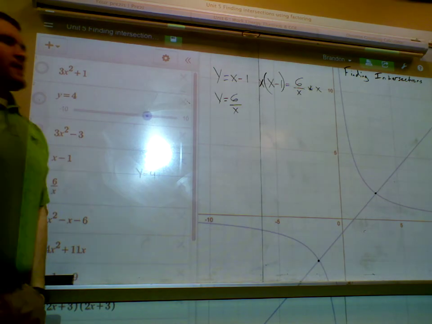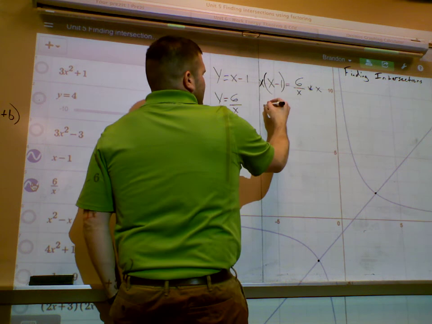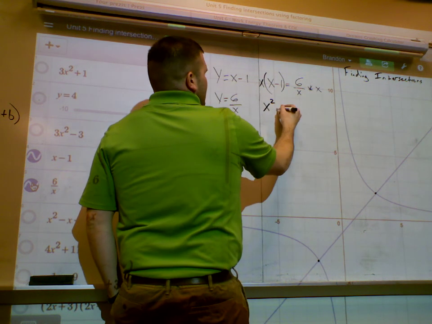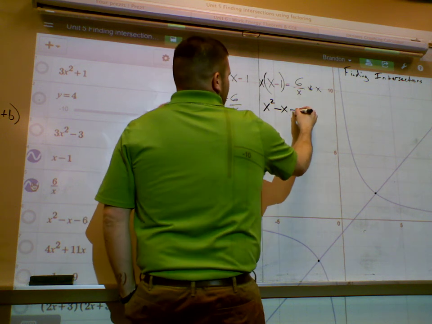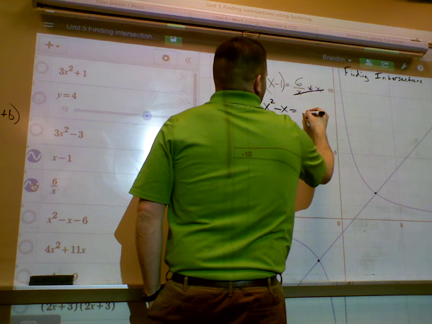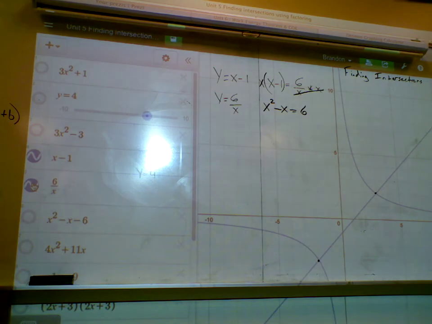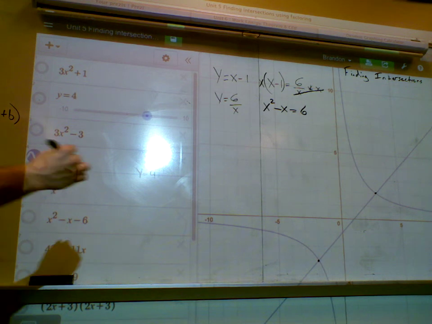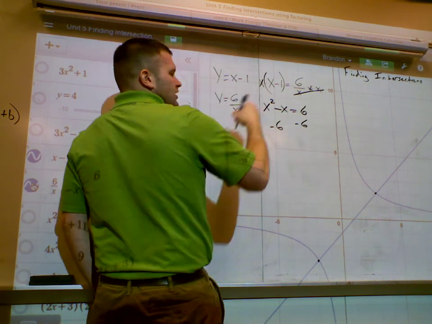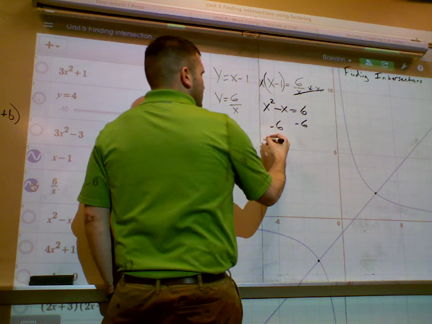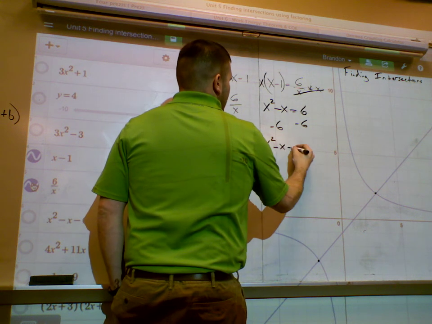Right? Yeah. Distribute my x. X times x is? X squared. X times negative 1 is? Negative 1x, or negative x. These x's cancel. Uh-oh. We're getting closer to a parabola, aren't we? Okay. Now what do I need to do? Minus 6. Subtract 6. Can I subtract 6 from anything? No. So x squared minus x minus 6, right?